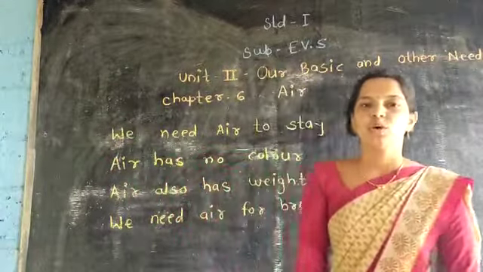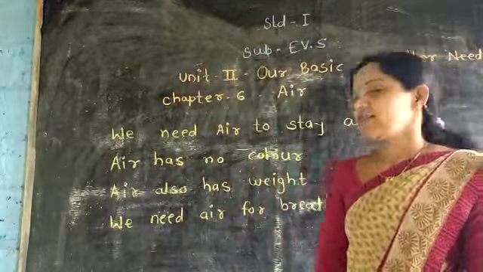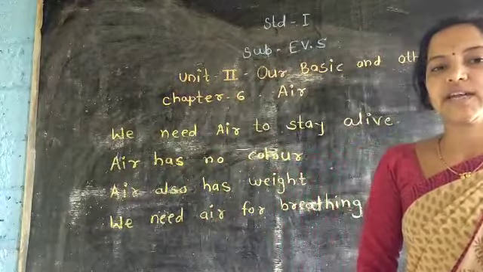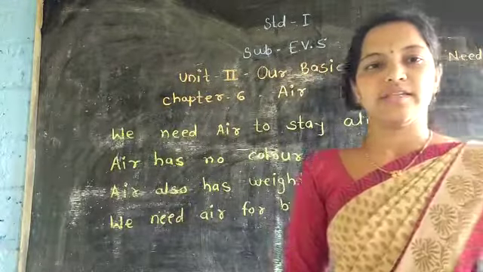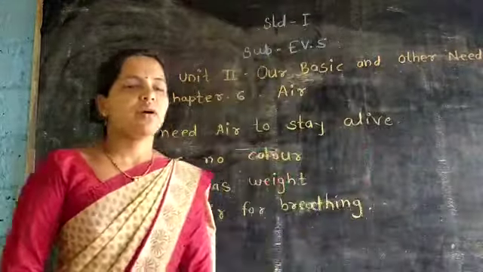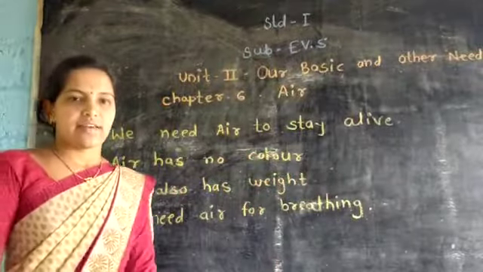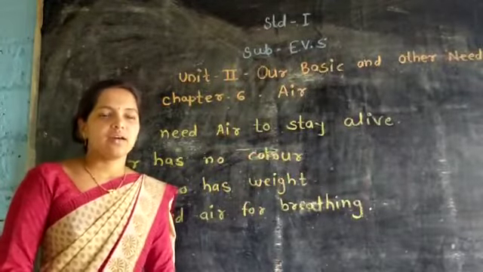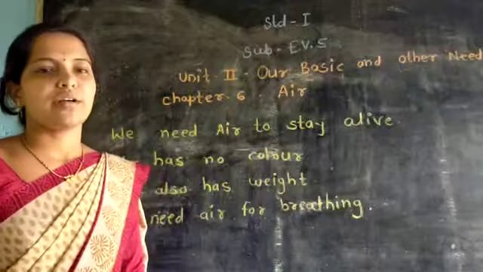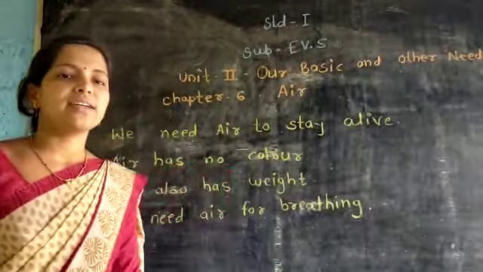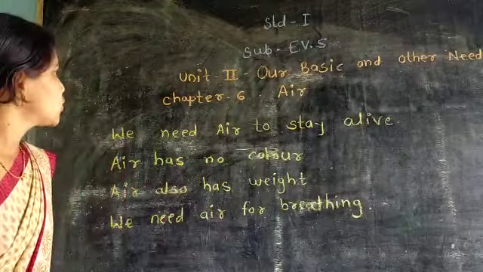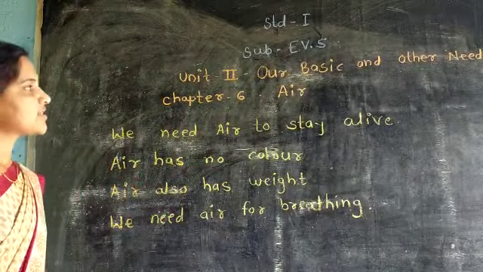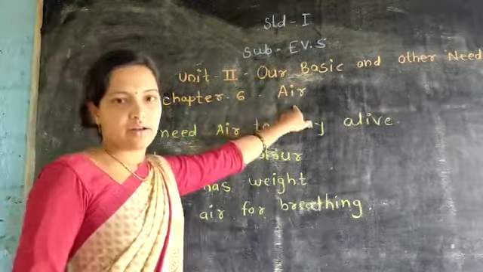Today we are going to learn Unit 2 in the EVS subject, our basic and other needs. In our life, some basic needs are there. Which are they? Air, water, food. These are our basic needs that are important in our life. So today we learn Chapter 6, Air.